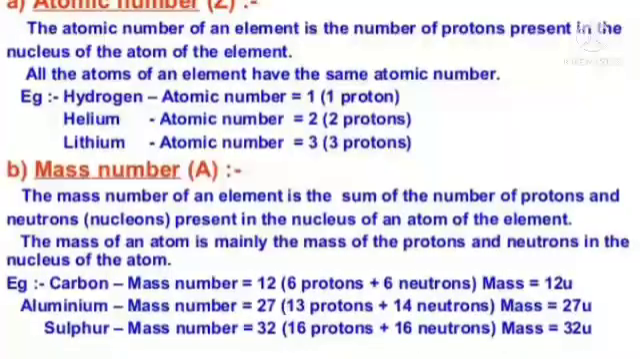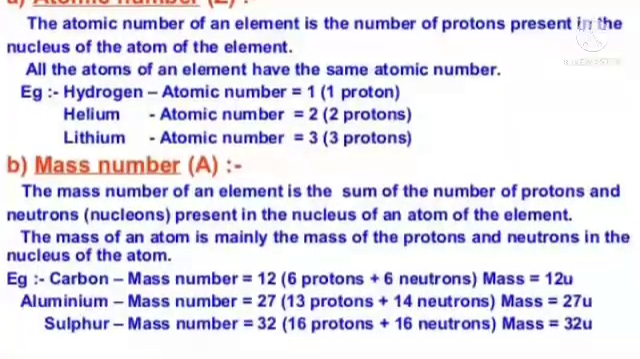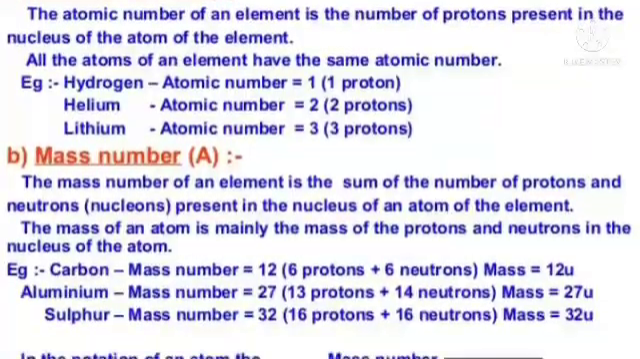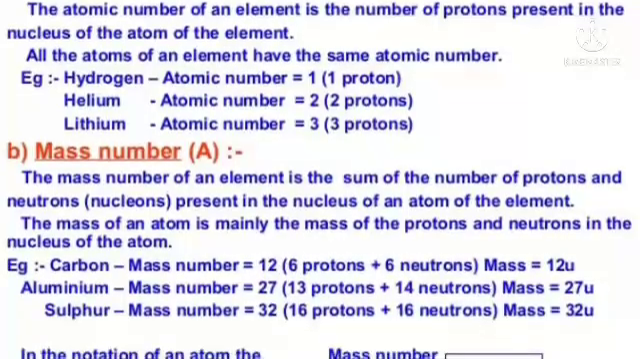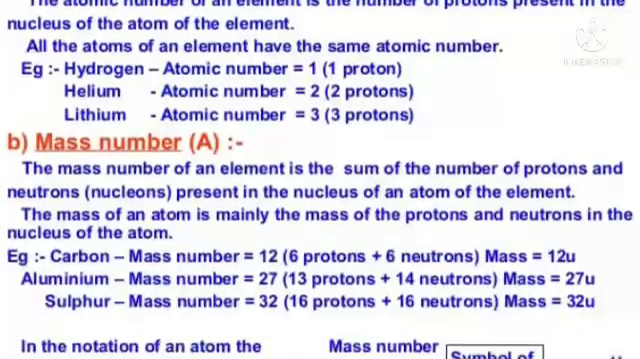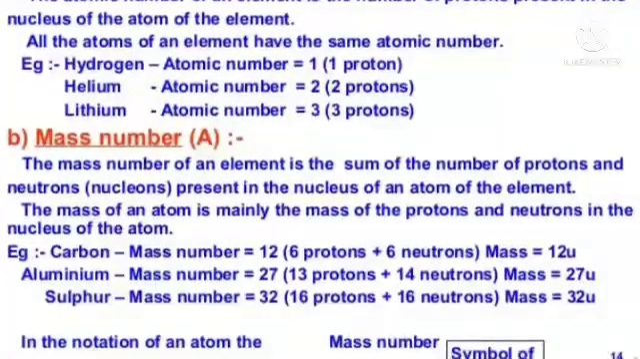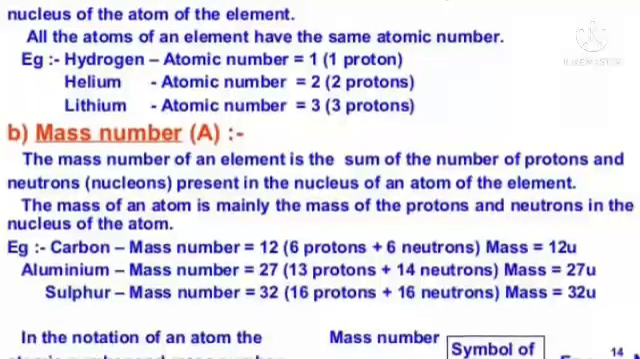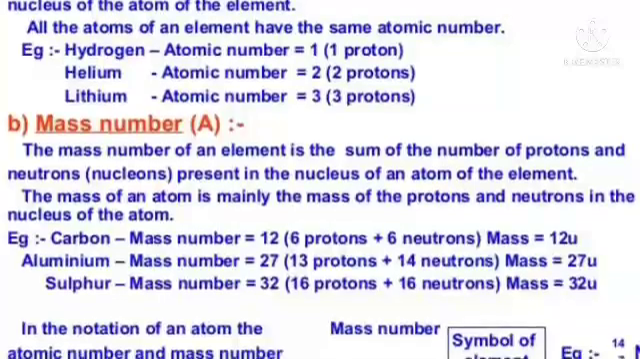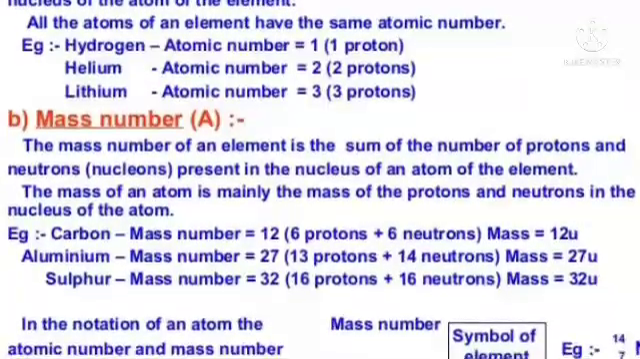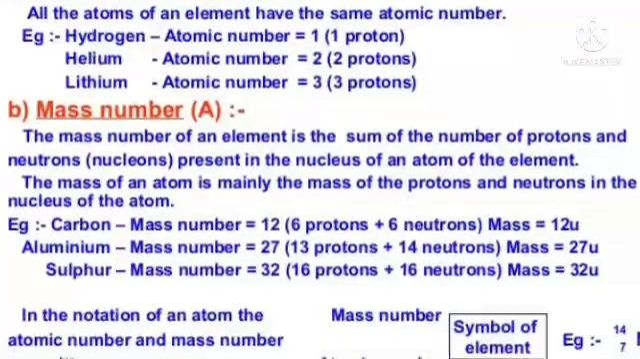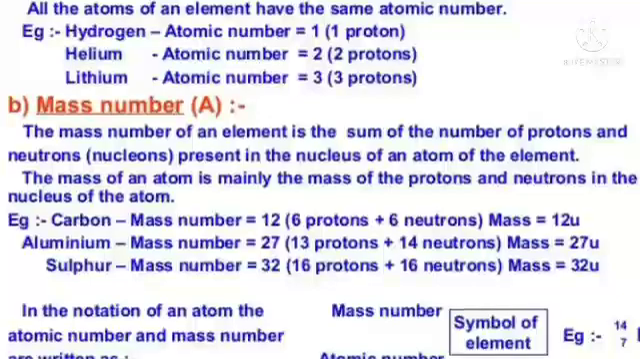Mass number, denoted as A. The mass number of an element is the sum of the number of protons and neutrons present in the nucleus of an atom of the element. The mass of an atom is mainly the mass of the protons and neutrons in the nucleus of the atom. Example: carbon mass number is equal to 12. Aluminium mass number is equal to 27. And sulfur mass number is equal to 32. In the notation of an atom, the atomic number and mass number are written as shown.